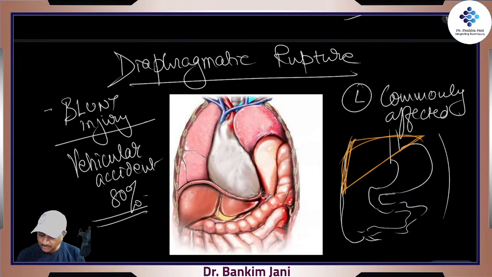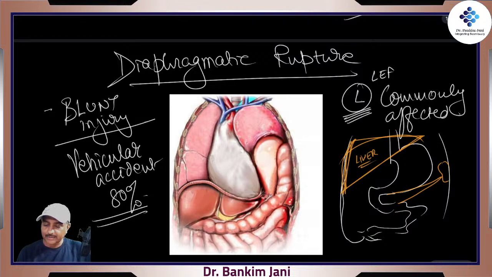This is the C loop. From here the pancreas will go, and the tail of the pancreas is where the spleen would land. But the important point is that on the right side there is a big liver, so that liver can take the impact. That's the reason that this rupture of the diaphragm is more common on the left side. Do remember, it is more common on the left side.